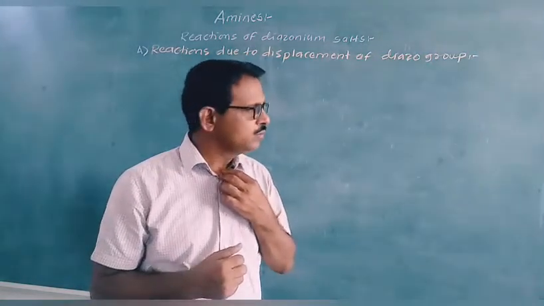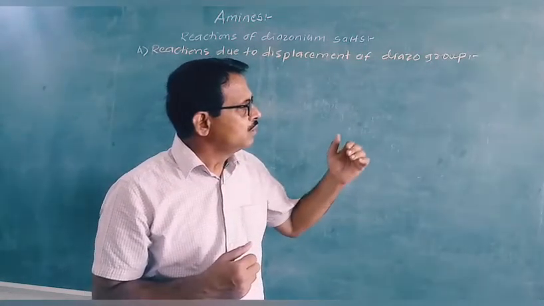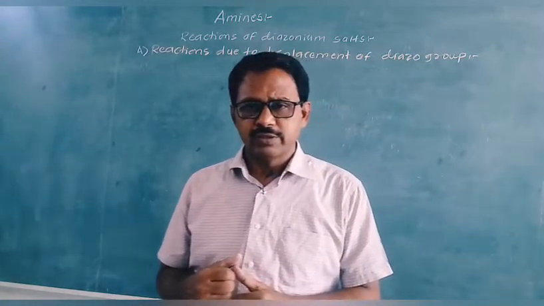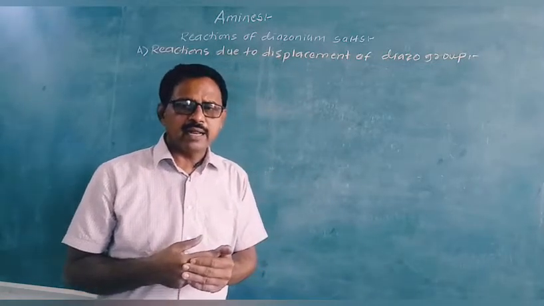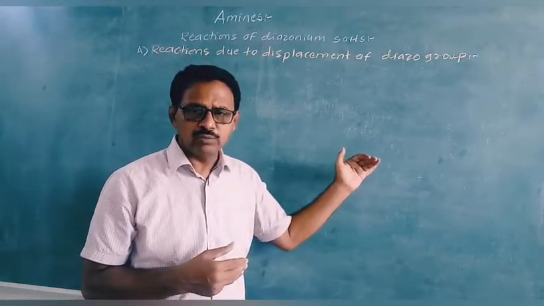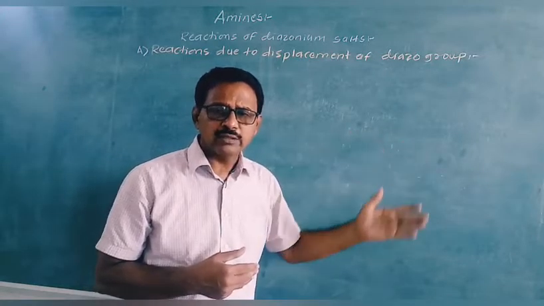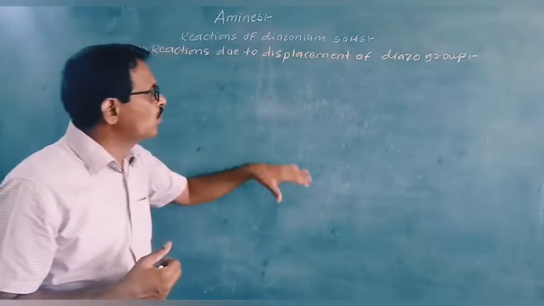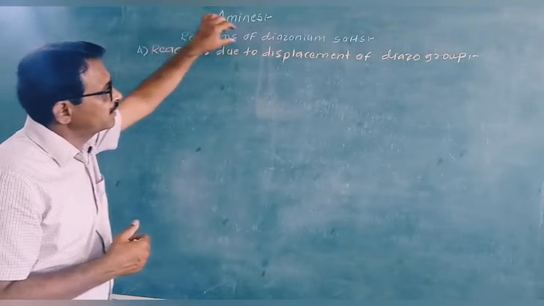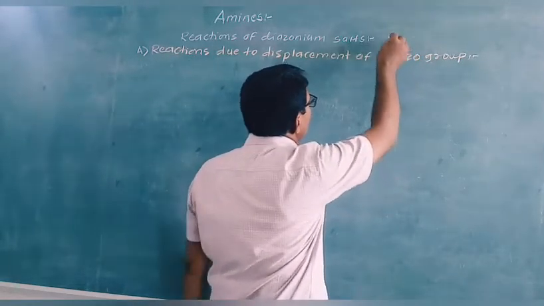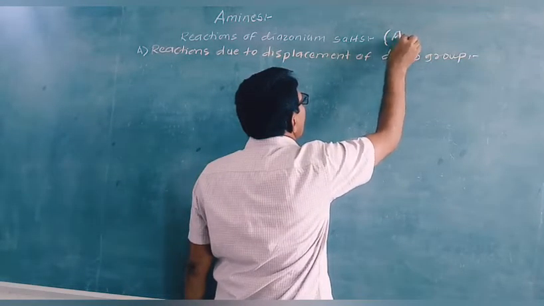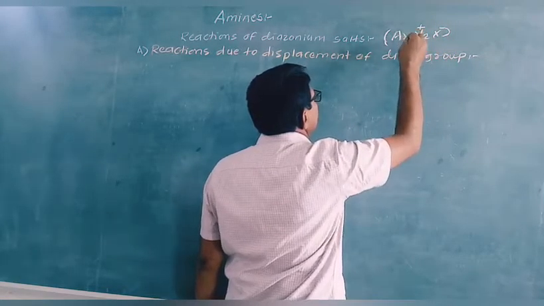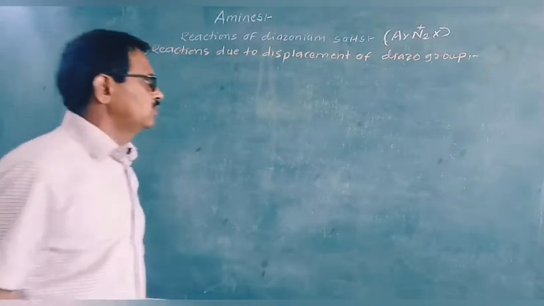And that gives aryl diazonium salts. If we take an aromatic amine like aniline, that gives benzene diazonium chloride, known as diazonium salts. Now in today's lecture we are going to study the reactions of diazonium salts. The formula of diazonium salt is ArN2X. This is aryl diazonium salt.